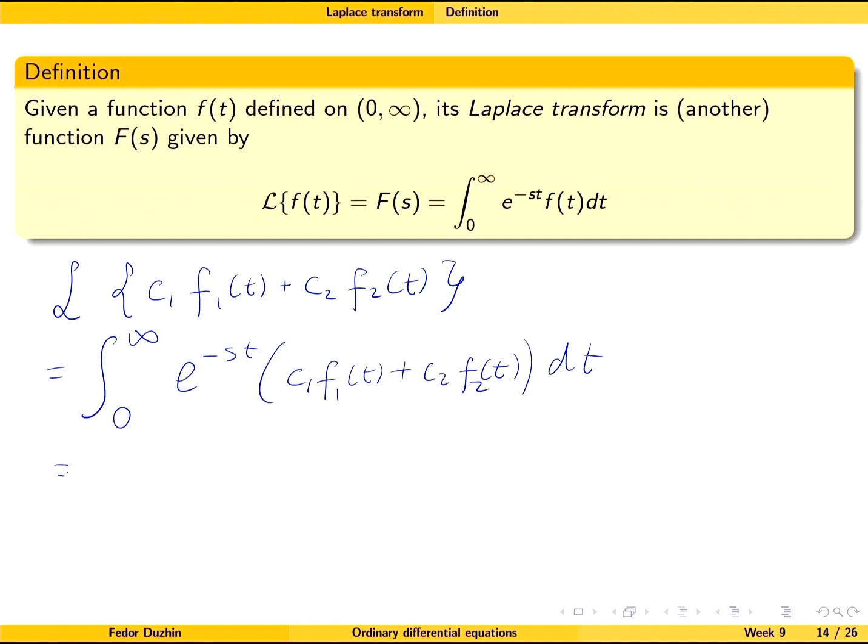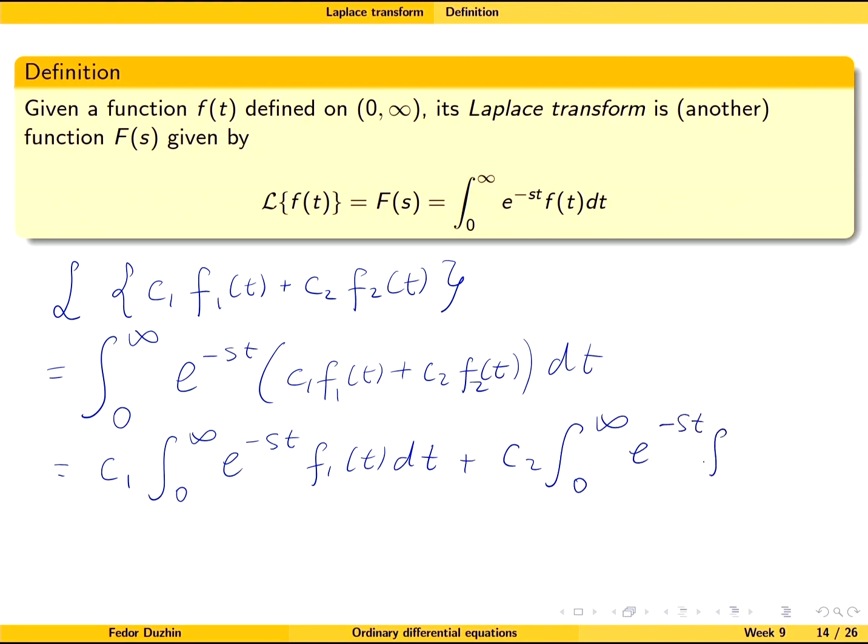dt. But then, of course, I can take out c1 and c2 and represent this as a sum. So this is going to be c1 times the integral from 0 to infinity e to the minus st times f1 of t dt plus c2 times the integral from 0 to infinity e to the minus st f2 of t dt. And this is c1 times the Laplace transform of f1 plus c2 times the Laplace transform of f2.